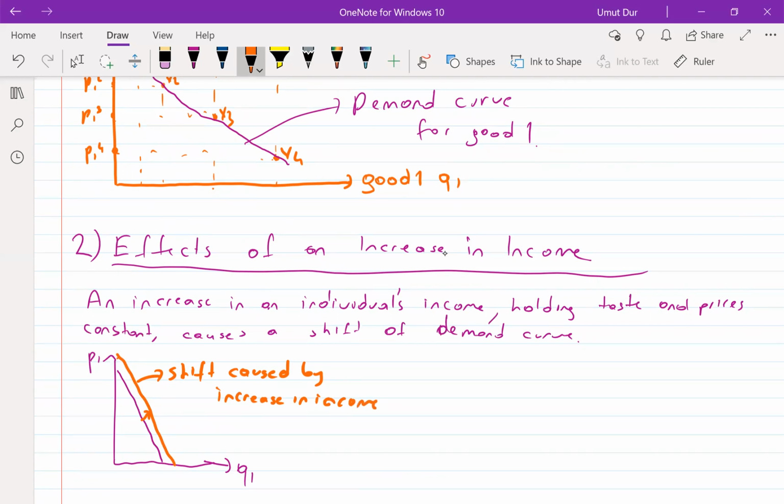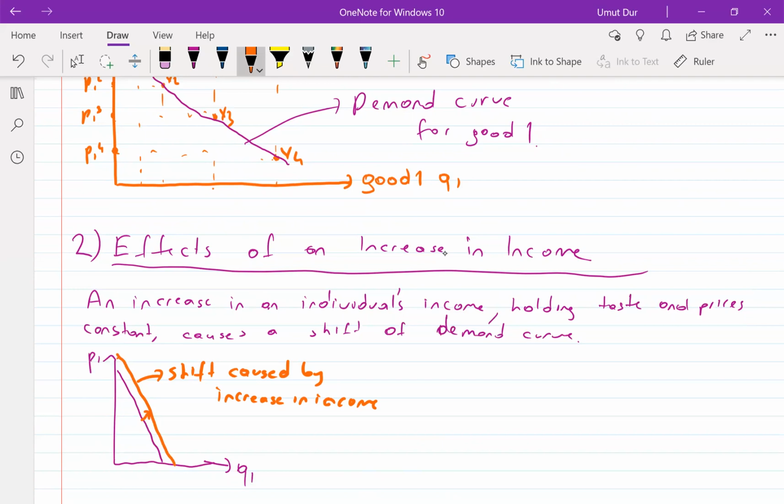But it may have different effects here. For example, if you get richer and richer, there may be some goods that you don't want to consume anymore, or you want to decrease your consumption. So you can just think about that. If you become richer and richer, then let's say the number of days that you want to spend your vacations in Turkey will decrease. You want to go to another place for your vacation.